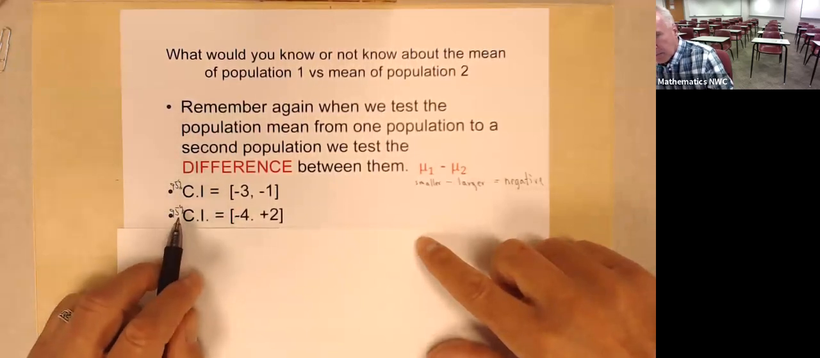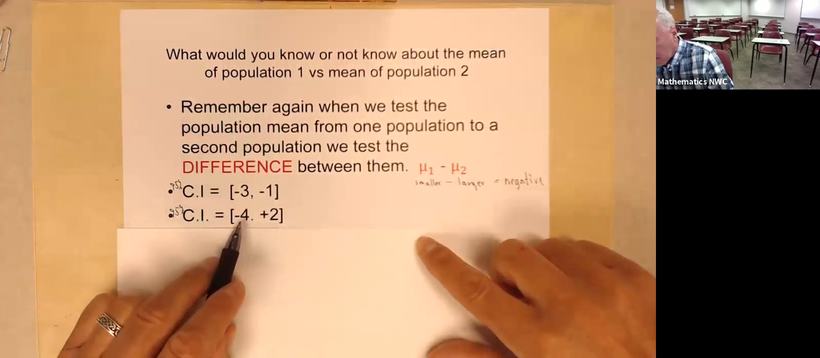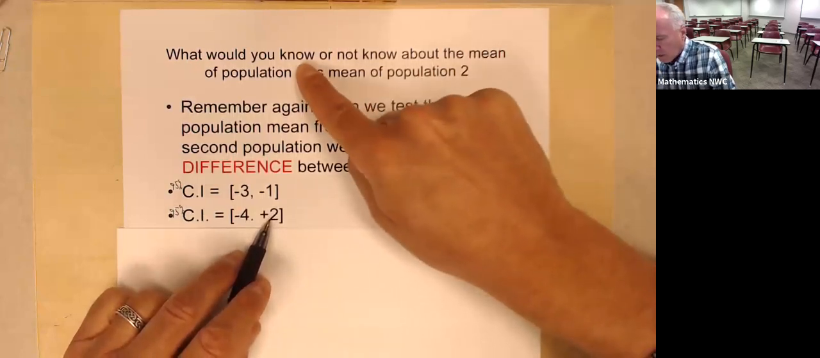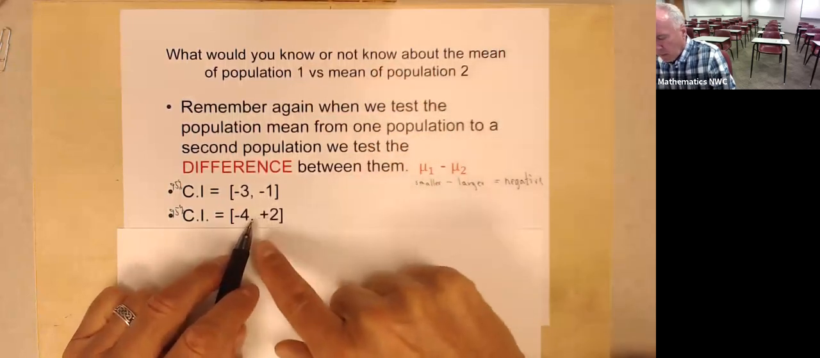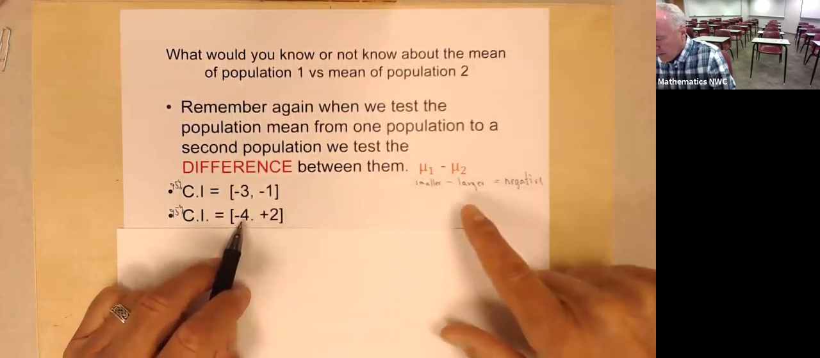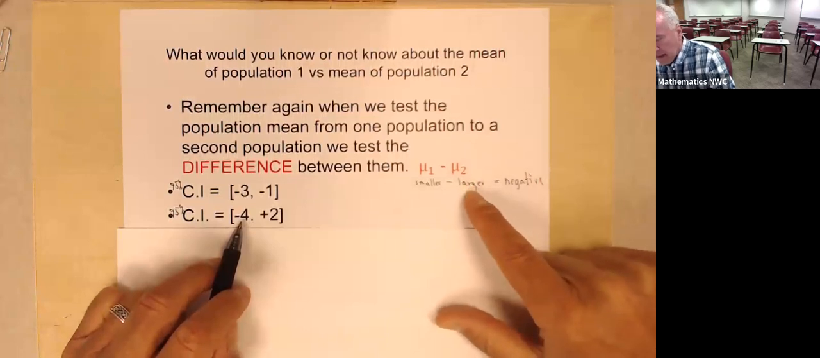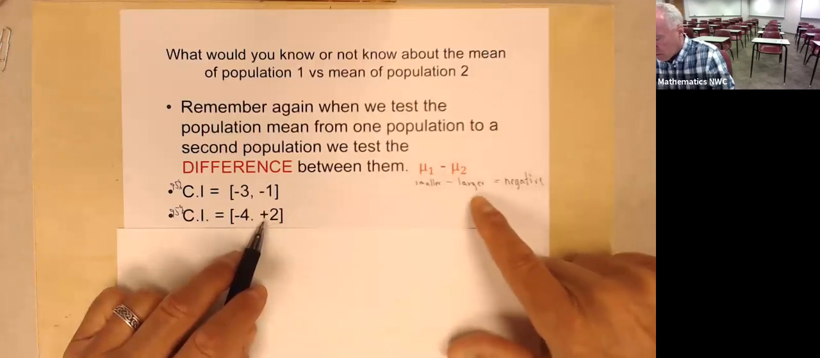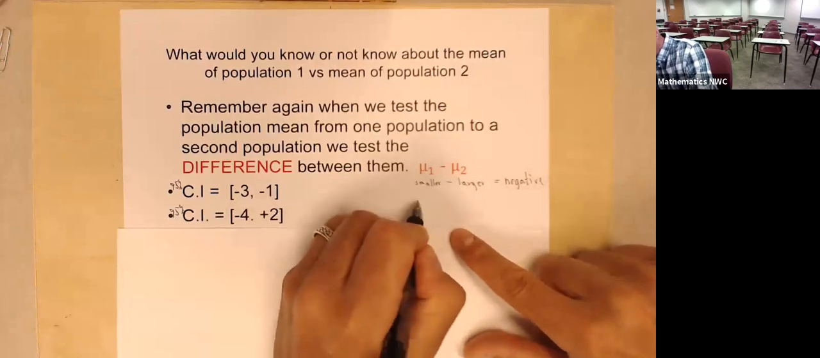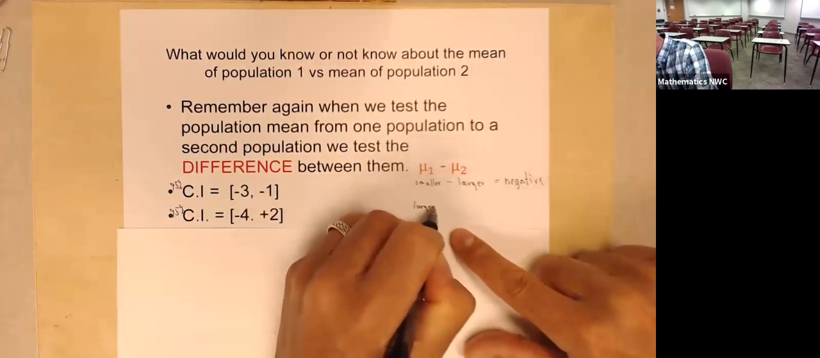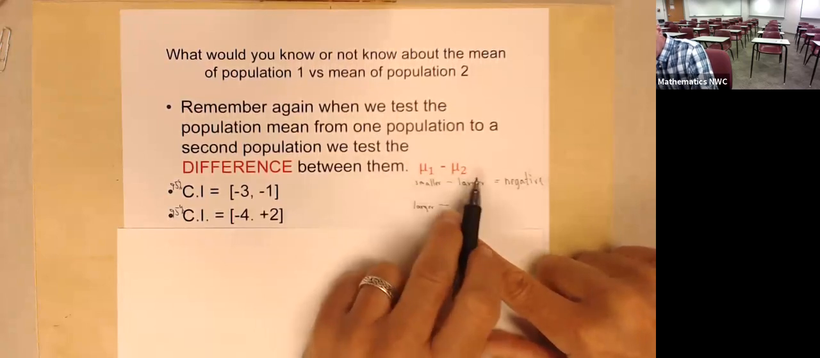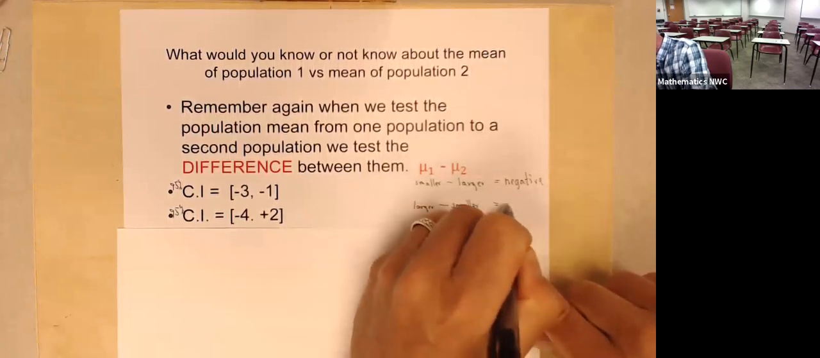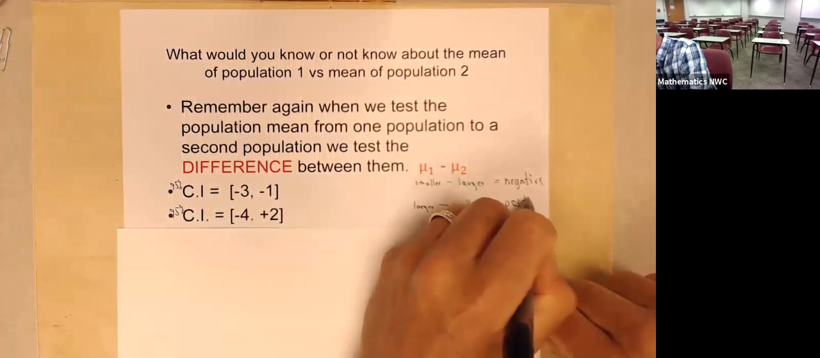So if I have a 95% here, but notice this time it goes from a negative number all the way up to a positive number. Again, what do we know then, or what do we not know? Well, if it's negative, the second population had to have a larger mean. But if it's positive, the second population had to have a smaller mean. Because if the first one was the larger, and I subtracted the second one, and that was a smaller mean, then I would end up with a positive difference.